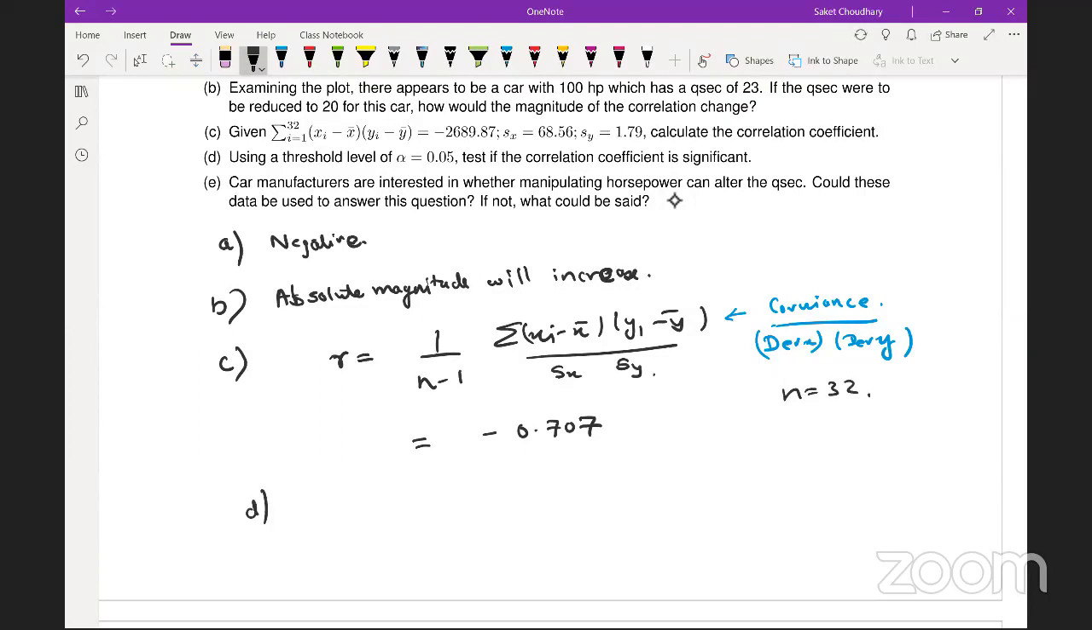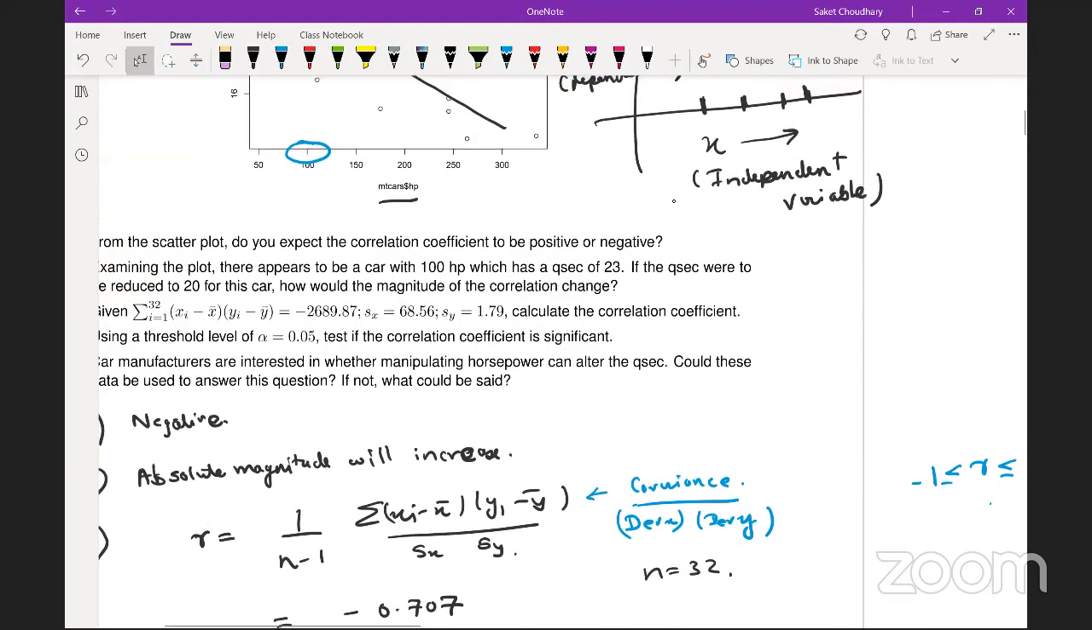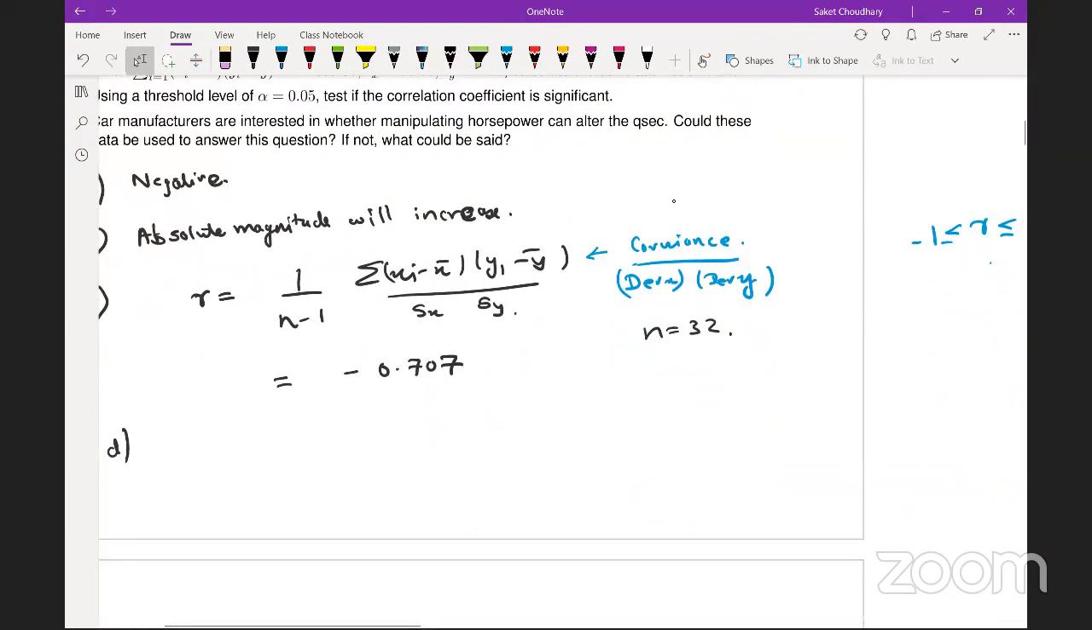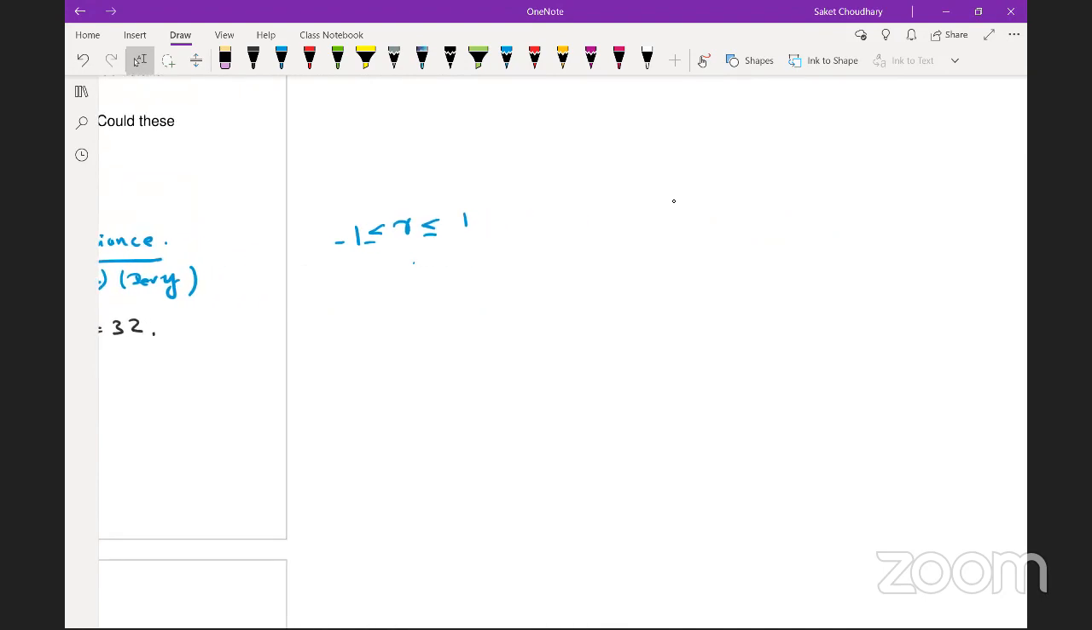Problem D. Using a threshold of alpha, test if the correlation coefficient is significant. So you can always calculate the value of a correlation coefficient. However, we don't know if we can, in some sense, rely on it or not. So that's why we also have a statistical significance attached to this particular value. Now, what does it mean to attach a statistical significance value to a correlation coefficient?